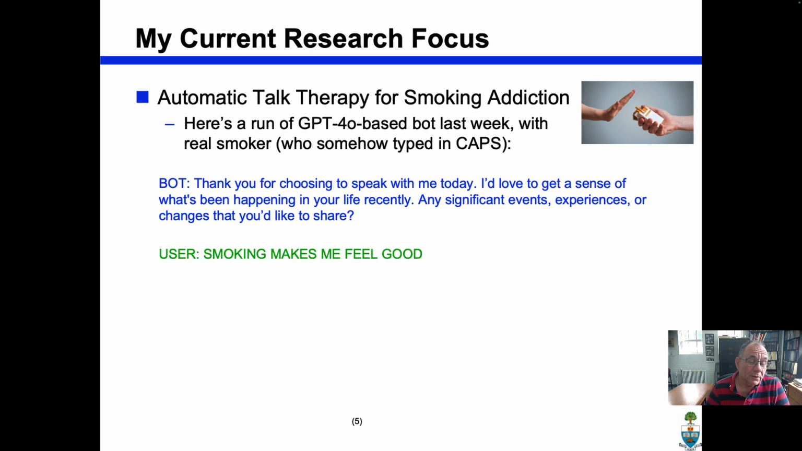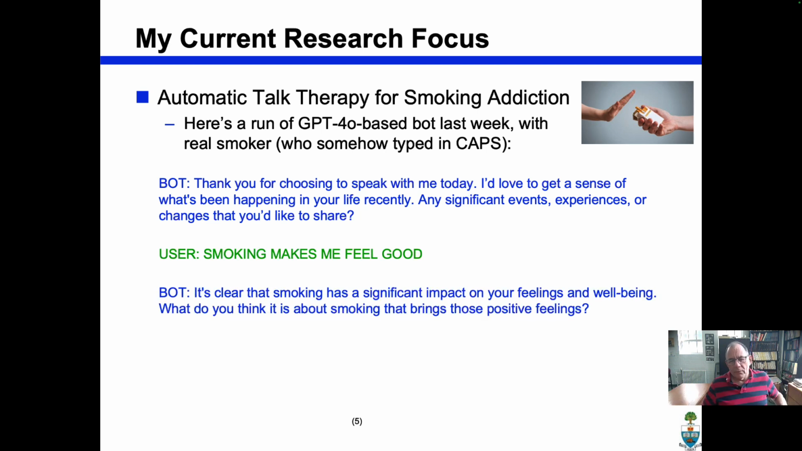This particular user seemed to want to smoke. This is a real user who is a smoker that we deployed this to, who wanted to type in all caps, so I'm leaving it in all caps. The user jumped into the smoking question and said, "Smoking makes me feel good." And the bot, trying to apply a methodology that we taught it some about and it already knew about, called motivational interviewing, said, "Well, it's clear that smoking has a significant impact on your feelings and well-being. What do you think it is about smoking that brings those positive feelings?" This is employing a key part of the known therapy to get people just thinking about their addiction.